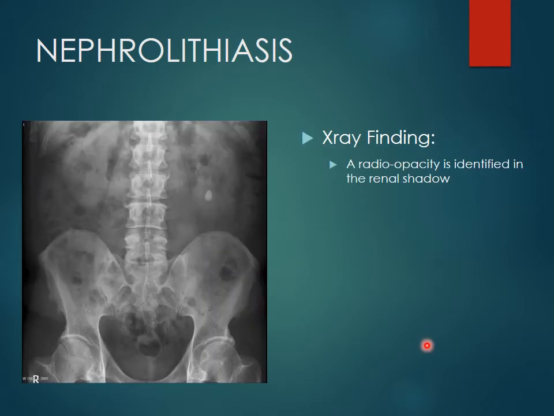On imaging, for X-ray, nephrolithiasis would appear as a radiopacity that is identified within the renal shadow. As shown in this radiograph, this would be the right renal shadow, and then the left renal shadow, and as you can see, a radiopacity is seen in the left renal shadow.